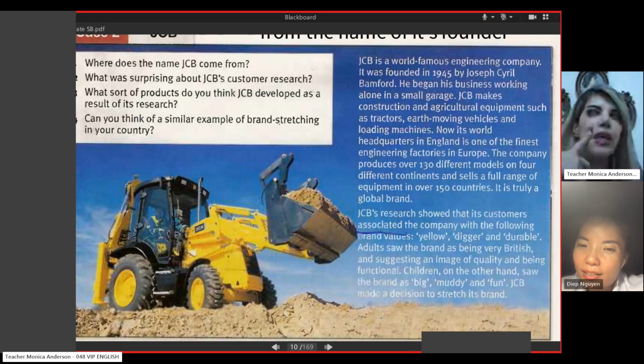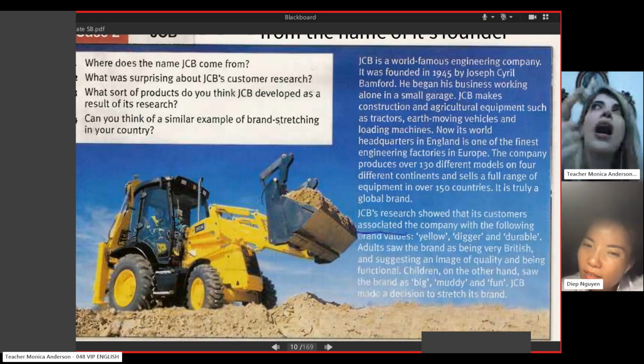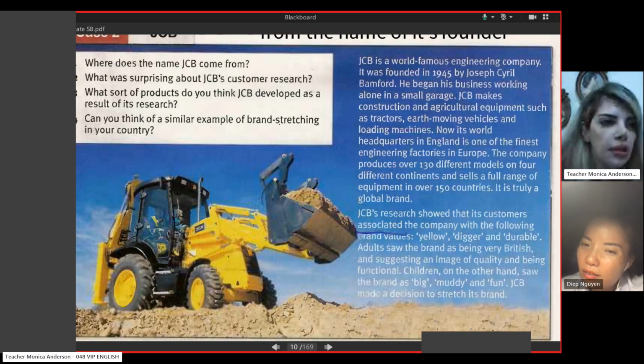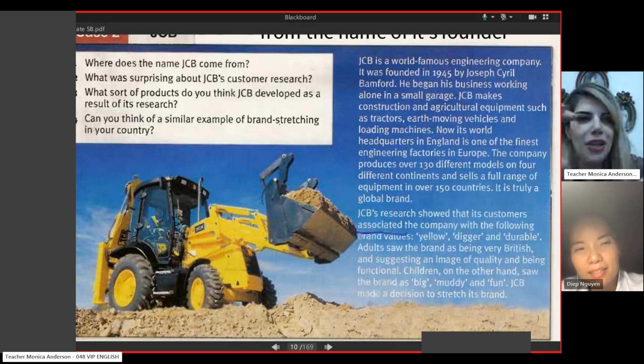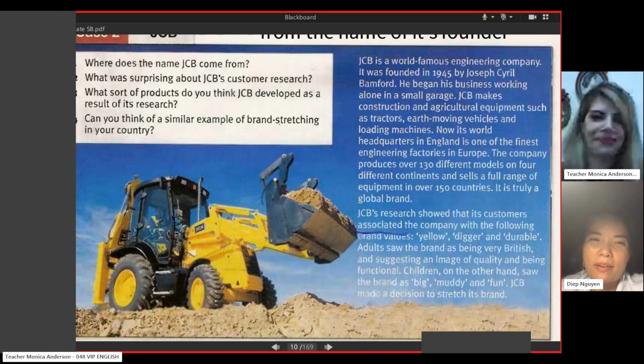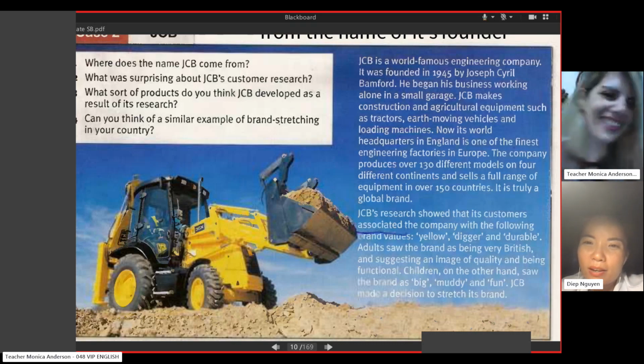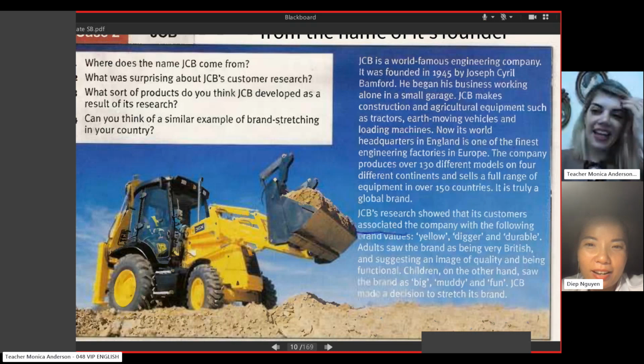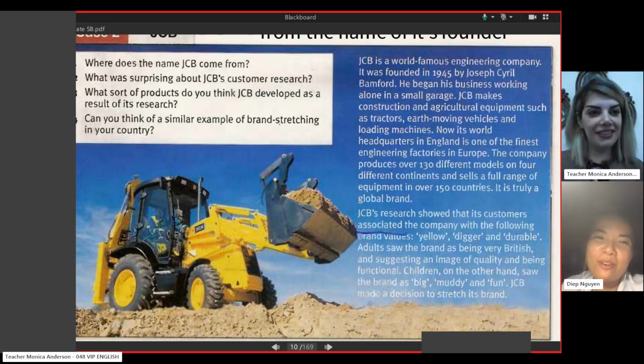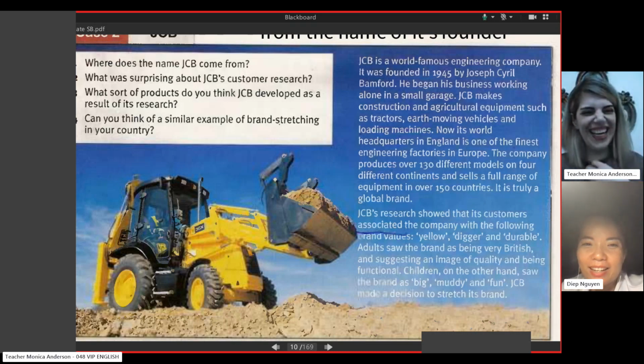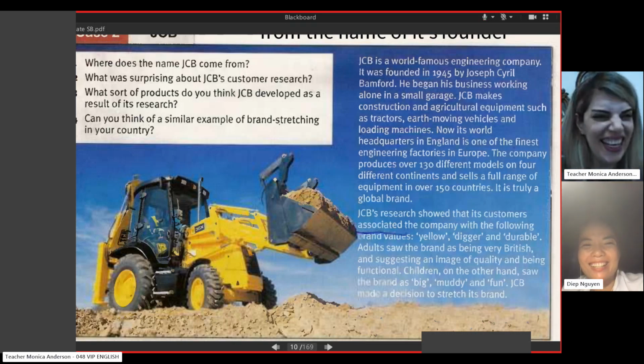For example, let me give you a guidance. I think they can make some toys for children. For example, I don't know, something like some vehicles. Actually, I thought about it, but because this is a famous company about equipment and construction, I don't know what sort of products they can or should do for children.